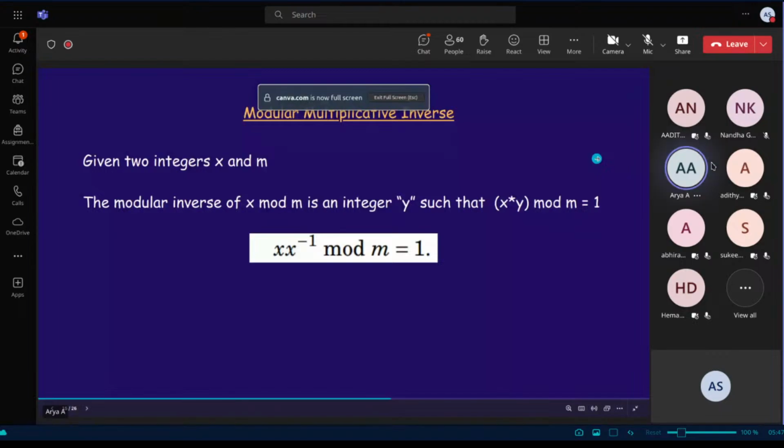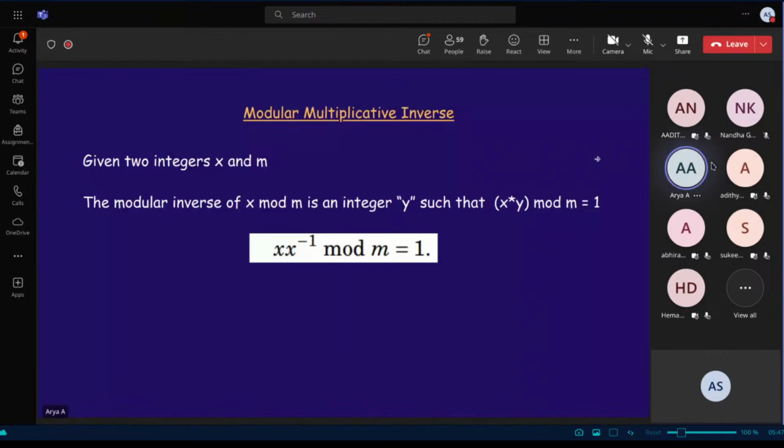So modular multiplicative inverse or modular inverse, these two terms are used interchangeably. What is it? Given two integers x and m, the modular inverse of x mod m is another integer y such that x into y mod m is 1. So this is the statement, x into x inverse mod m is equal to 1. This is how we represent modular inverse, x with a superscript of -1.